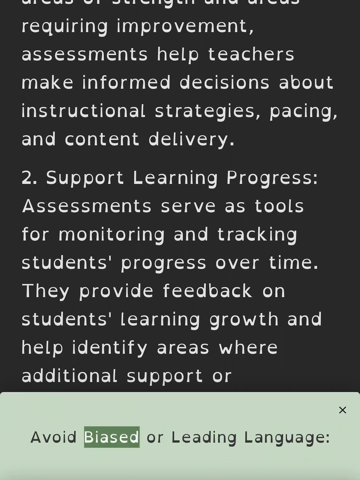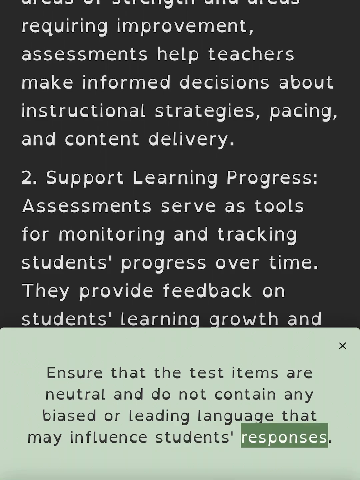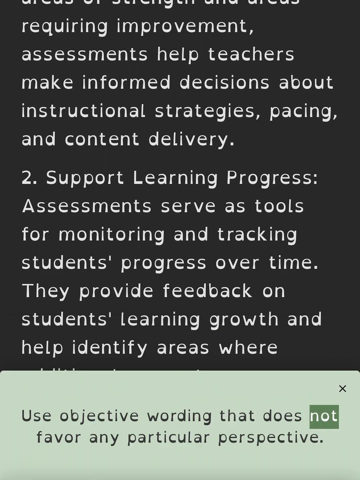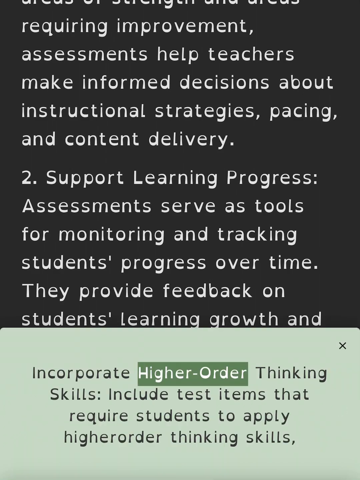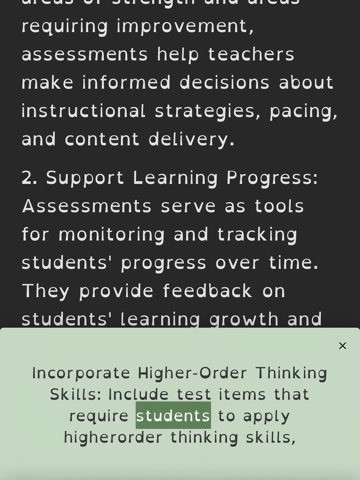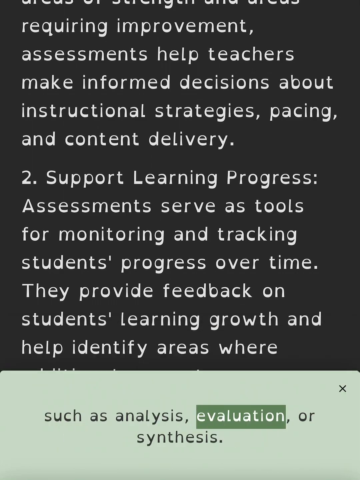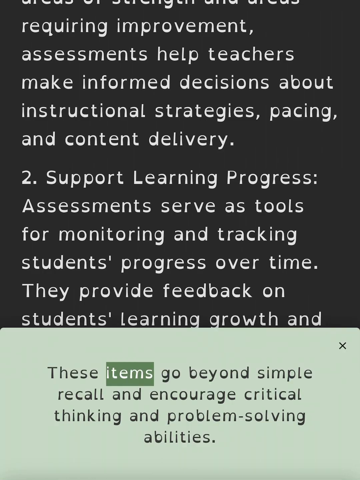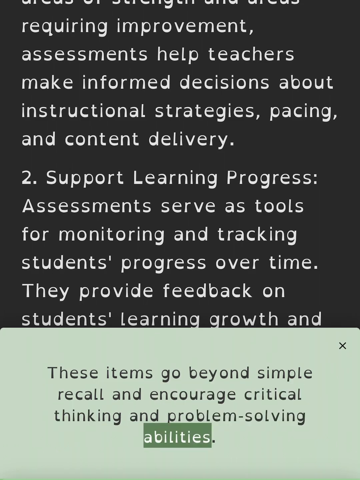3. Avoid biased or leading language. Ensure that the test items are neutral and do not contain any biased or leading language that may influence students' responses. Use objective wording that does not favor any particular perspective. 4. Incorporate higher-order thinking skills. Include test items that require students to apply higher-order thinking skills, such as analysis, evaluation, or synthesis. These items go beyond simple recall and encourage critical thinking and problem-solving abilities.